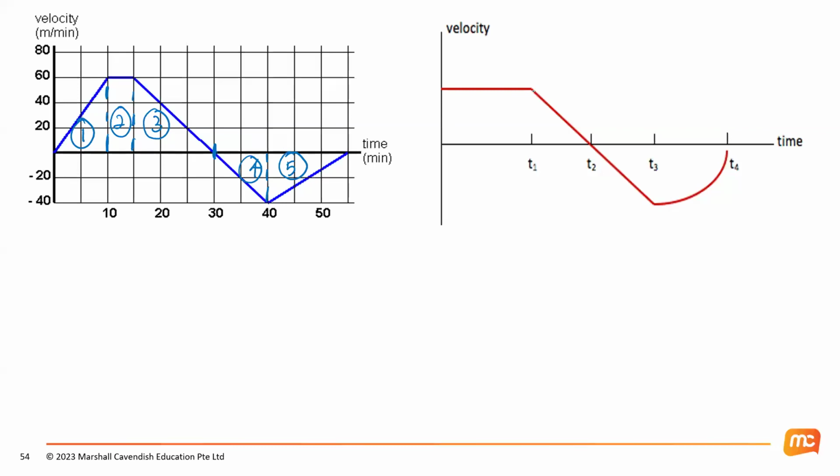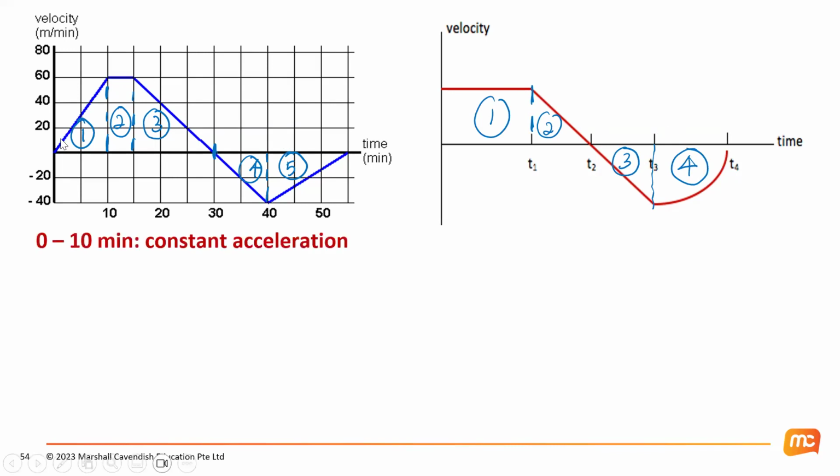And then for the second graph, again, I'm going to do segmentation. I should have 1 segment, 2 segment, 3 segment, and lastly, 4 segments. Okay, so if you're able to get it, from 0 to 10 is the first segment. I'm having a constant acceleration.